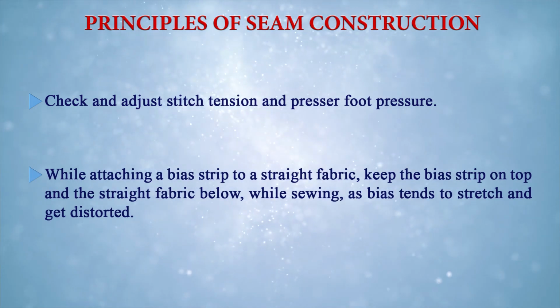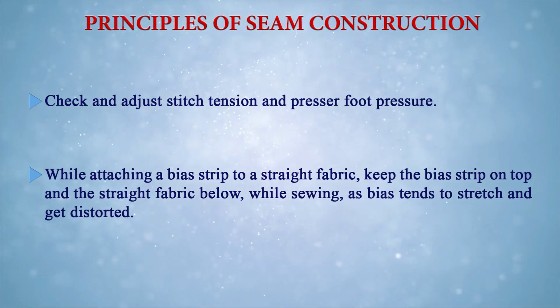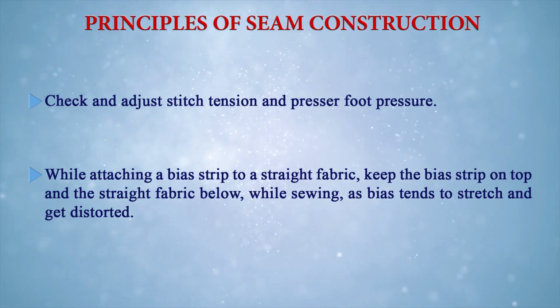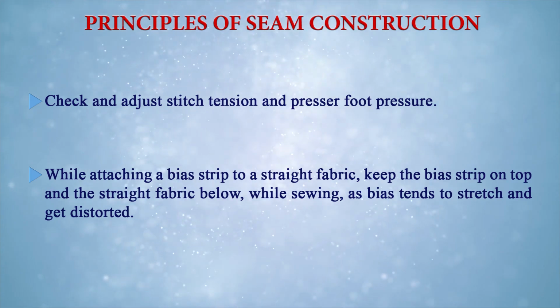Then while attaching a bias strip to a straight fabric, keep the bias strip on the top and the straight fabric below. While sewing, a bias tends to stretch and get distorted. So if we are using a bias strip to finish a garment, we should keep it very particularly on the garment, because the bias has more stretch, as we have discussed. If we do not attach the bias strip straight on the fabric, it gets distorted.